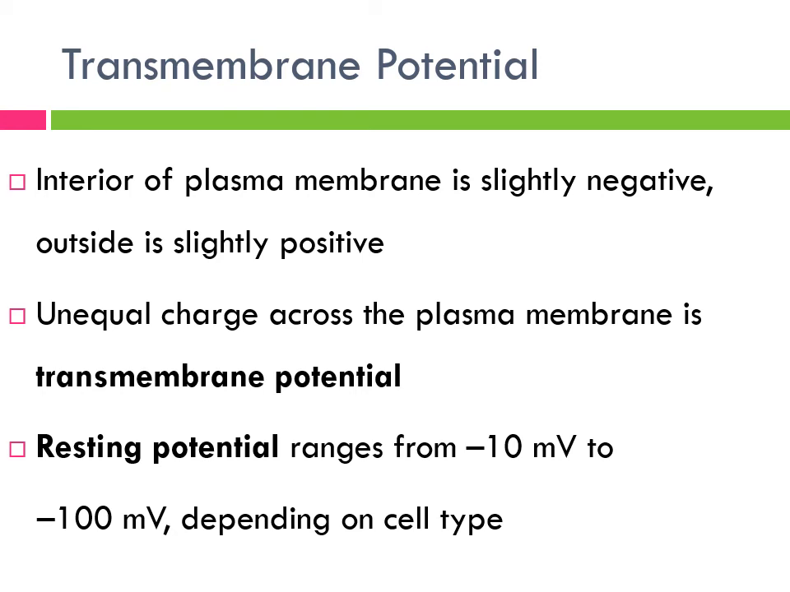So the resting membrane potential of a cell is when the cell is at rest, the difference in charge from the inside to outside of the cell. And depending on the cell type, that can range anywhere from -10 millivolts to -100 millivolts.